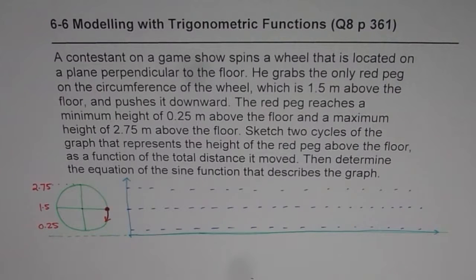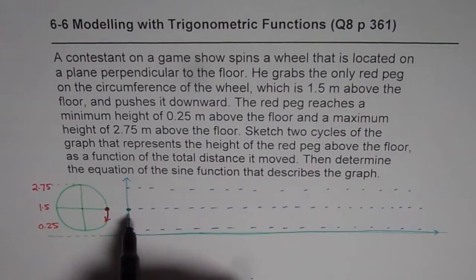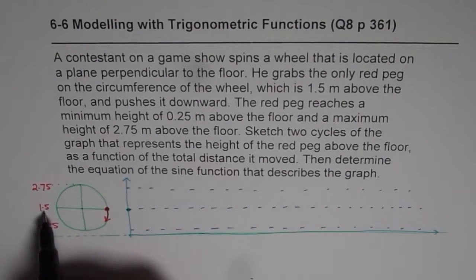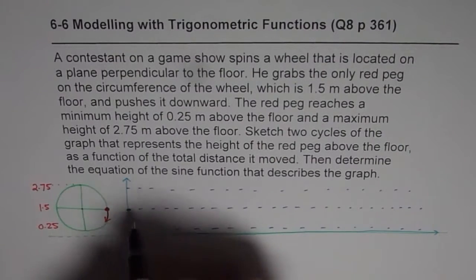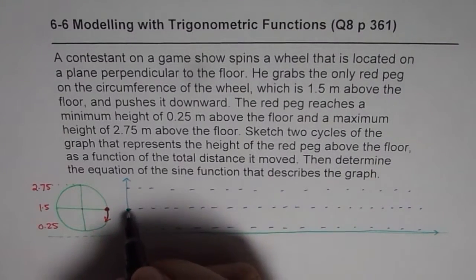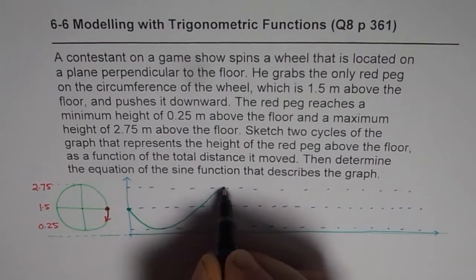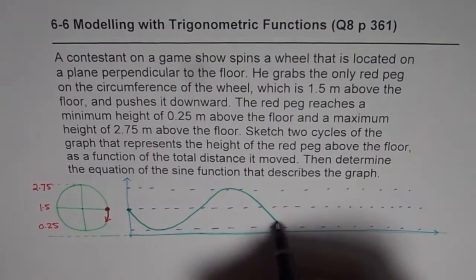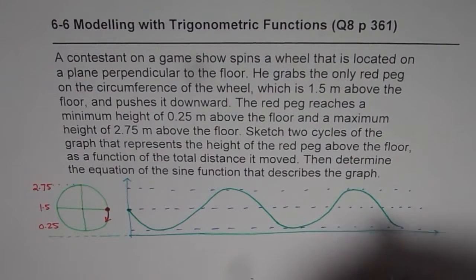Let me use this color. I want to use light colors so that I can draw in dark. When you are starting from here, at that time the peg is 1.5 meters above the ground. So it goes down first. We have the cycle which is going down, then up, maximum, down, like this. We have to sketch two cycles, so let's sketch two cycles like this. It goes up, and that completes one cycle, right? And then it goes again up and then comes down.